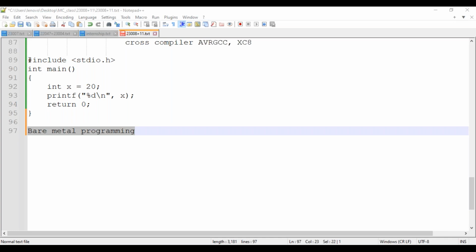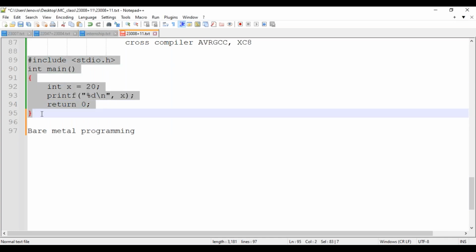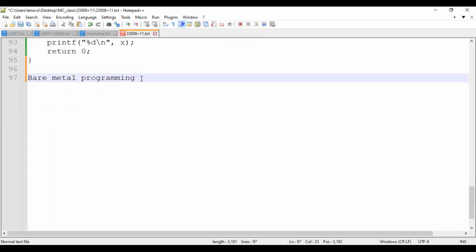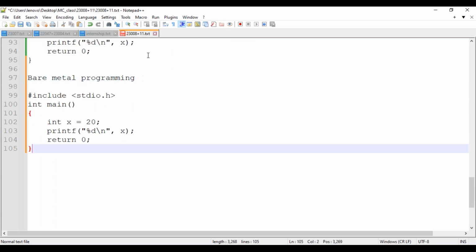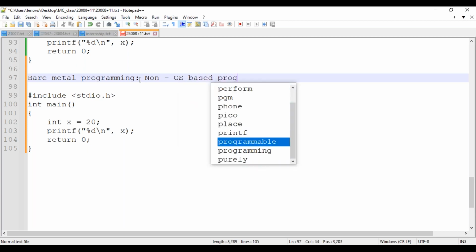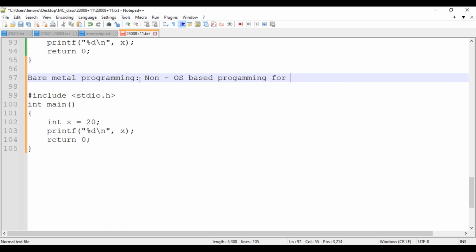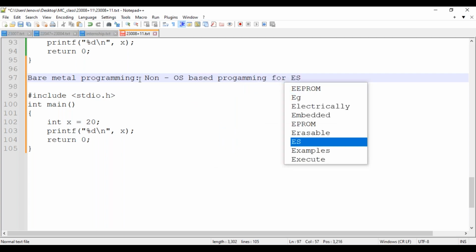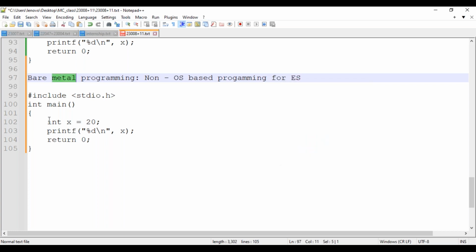When multiple functionalities are involved, that is when you go with an operating system. Bare metal programming is non-OS based programming for embedded systems. Now, because I don't have an operating system involved, what should be the return type of the main function?